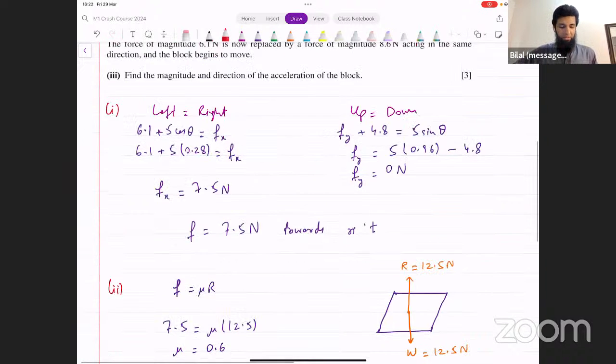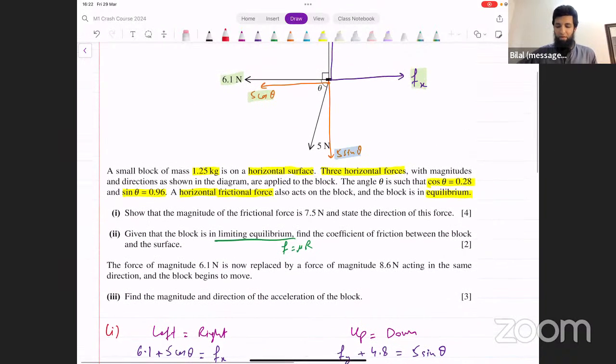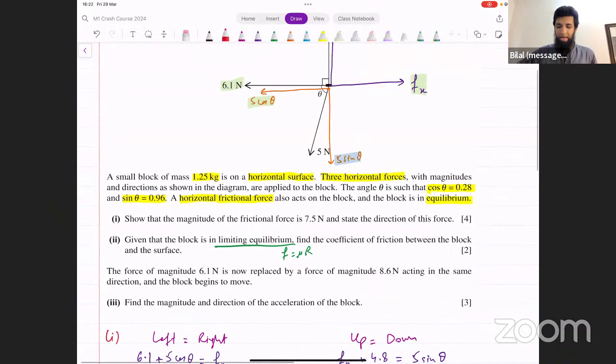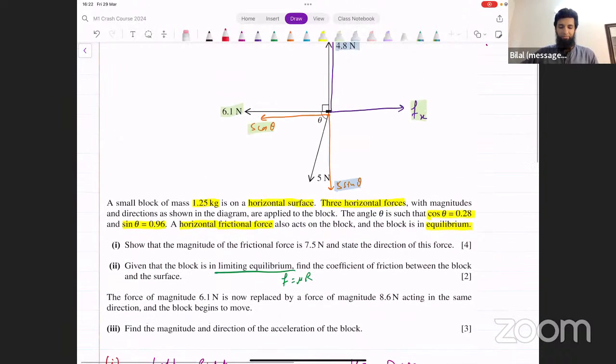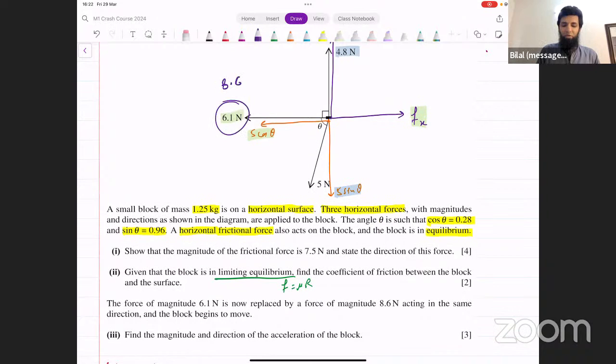Now, what does the third part say? It says the force of magnitude 6.1 Newton is now replaced by a force of magnitude 8.6 Newton, acting in the same direction, and the block begins to move. Find the magnitude and the direction of the acceleration of the block. Okay, so now instead of the 6.1 force, we have an 8.6 Newton force acting towards the left side.